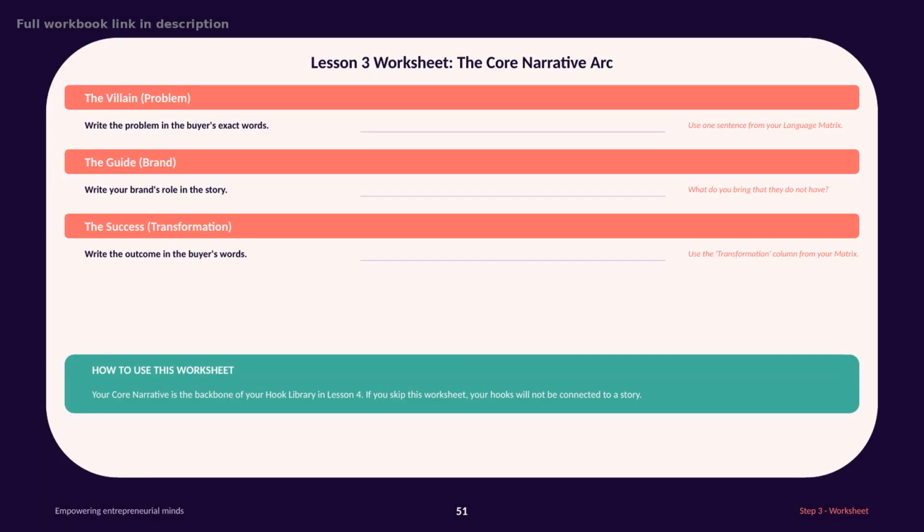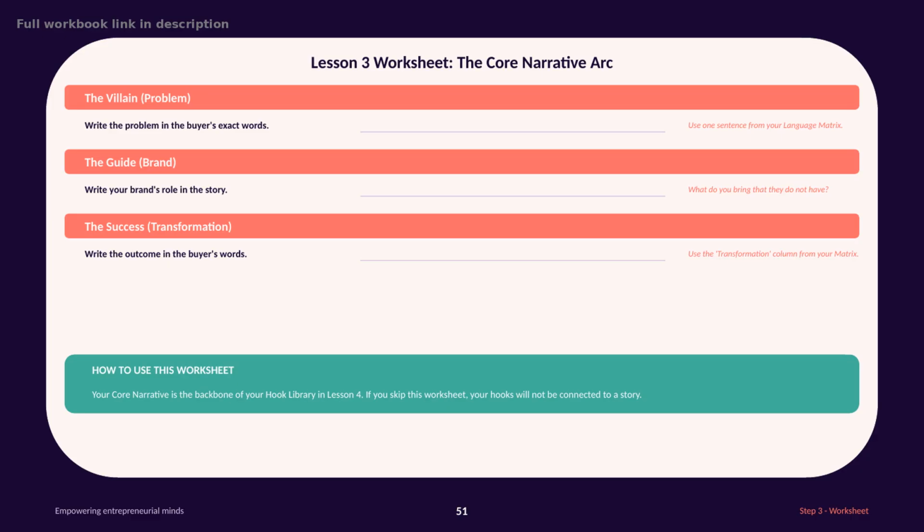Open your workbook to the Lesson 3 worksheet, the core narrative arc. Pause here. In the villain section, write the problem in the buyer's exact words. Use one sentence from your language matrix. In the guide section, write your brand's role in the story. What do you bring that they do not have?